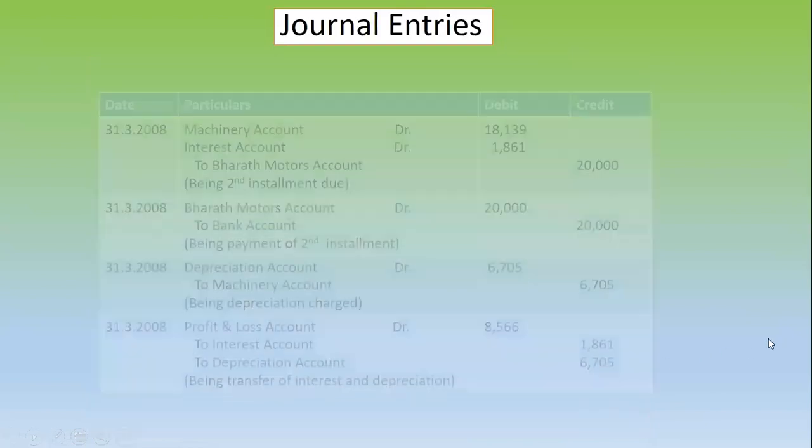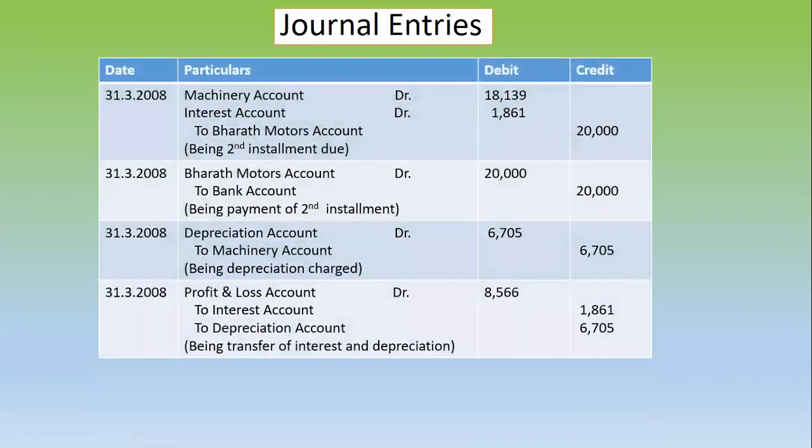Now we can move on to the second year installment. In the second year, the down payment journal entry will not repeat. All other four journal entries will repeat, right? And here also the same: machinery account debit, interest account debit, and to Bharat Motors account. The installment value will be 20,000, and this 20,000 includes interest of 1,861 and 18,139 of cash price. Now the second entry is for making the payment of 20,000. So Bharat Motors account debit to bank account.